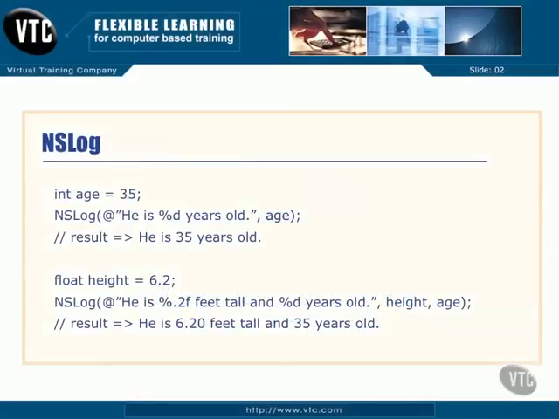NSLog uses format specifiers as placeholders for supplied values. The first example is something you have seen many times during this tutorial. We have an integer variable age set to 35, and we use the %d specifier for its substitution. The second example introduces something new. We are using a float value, and the specifier for it is %.2f. Well, what is this all about?